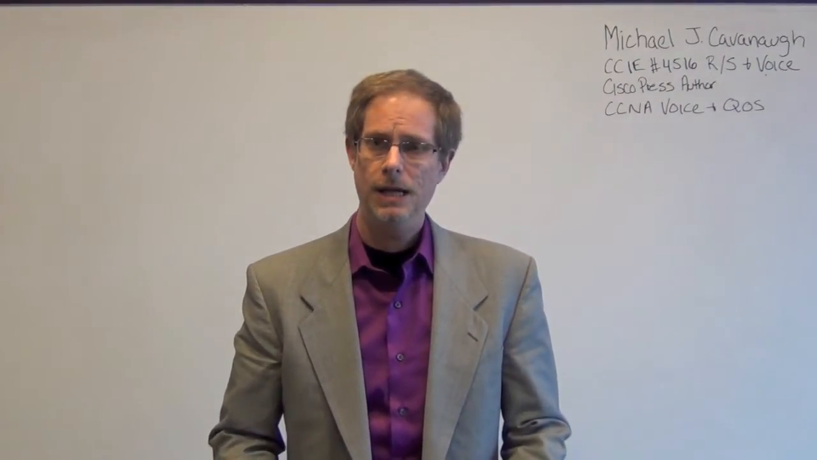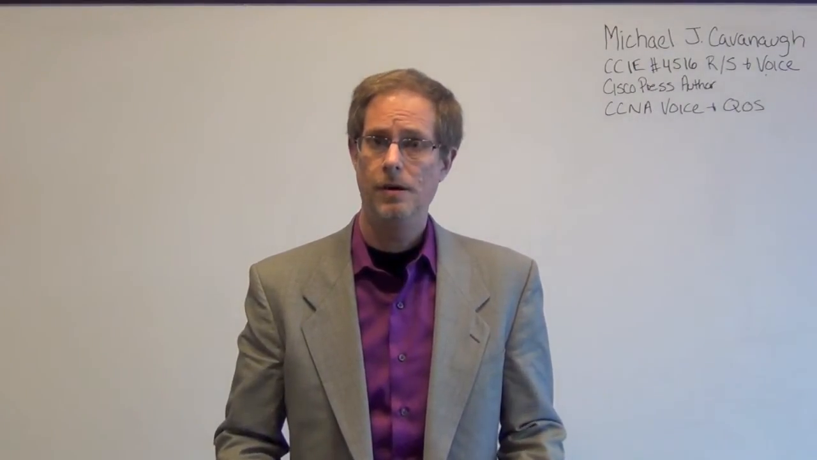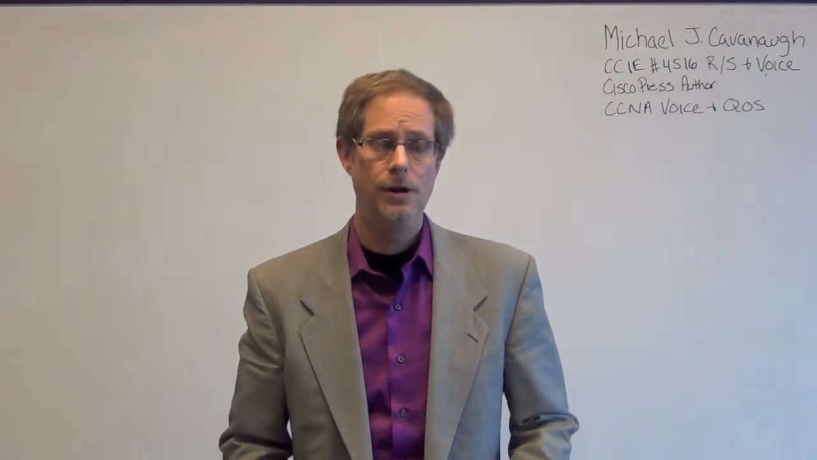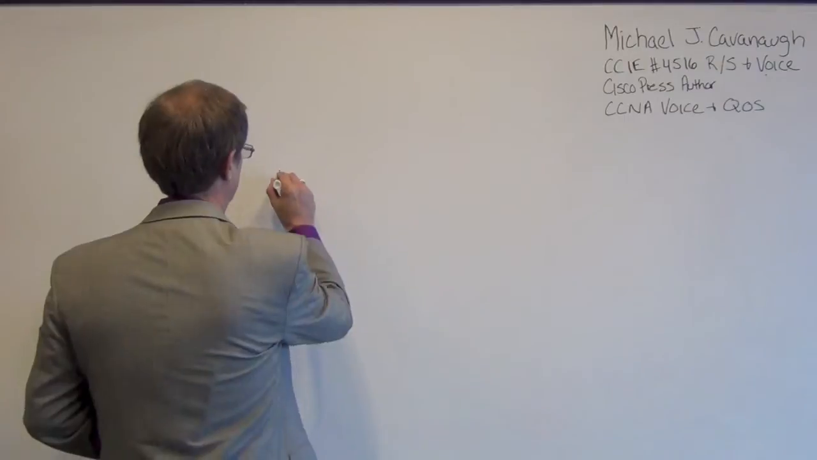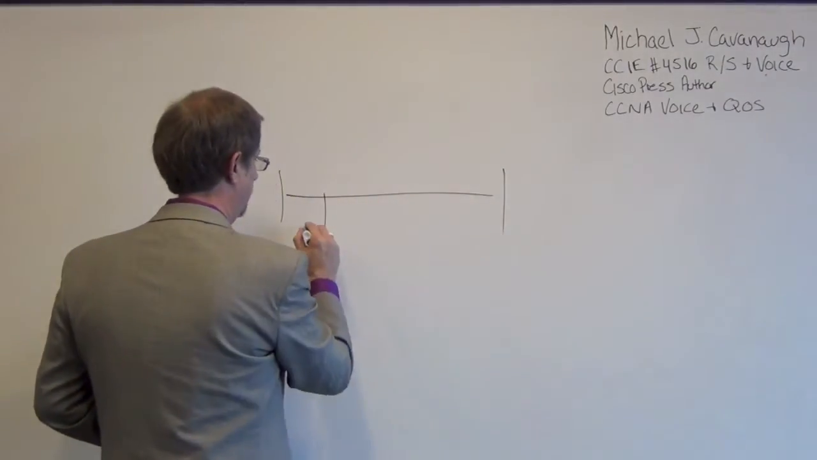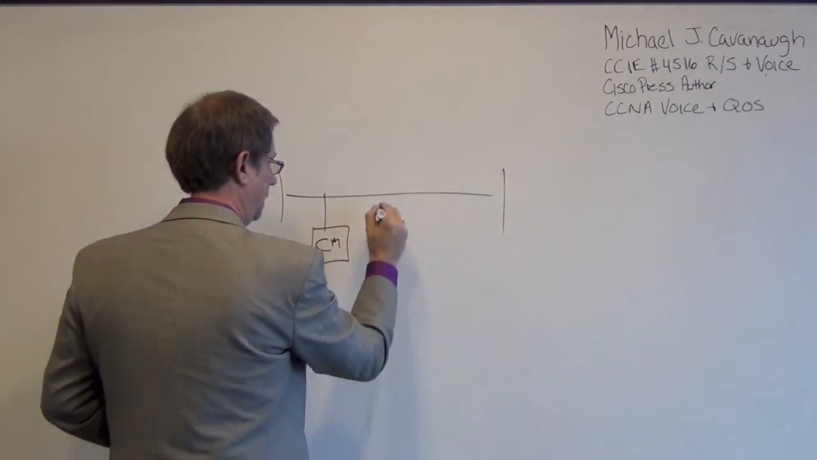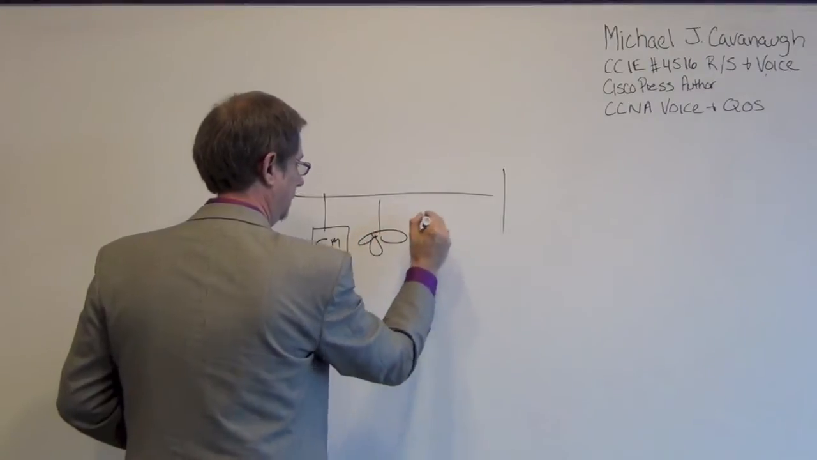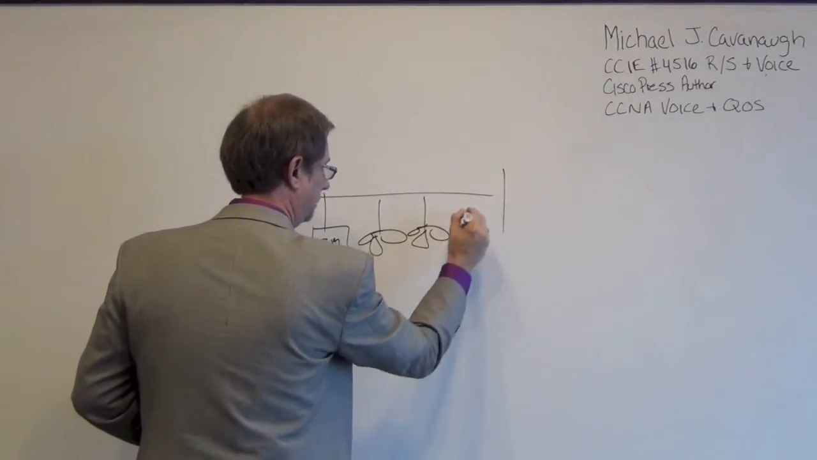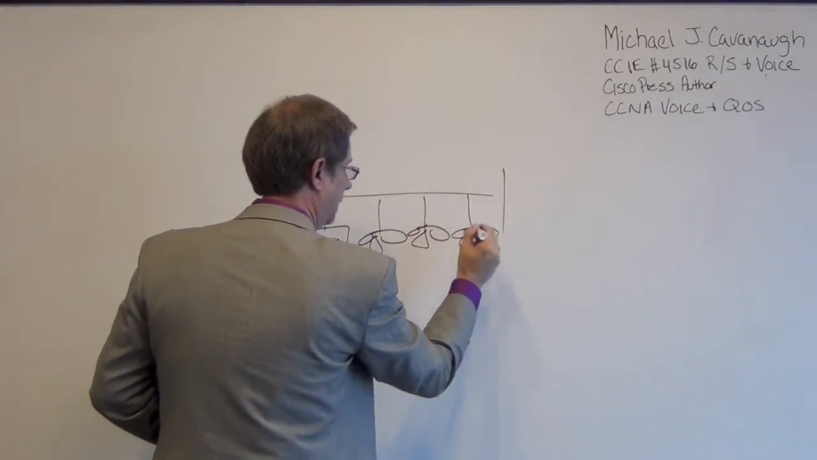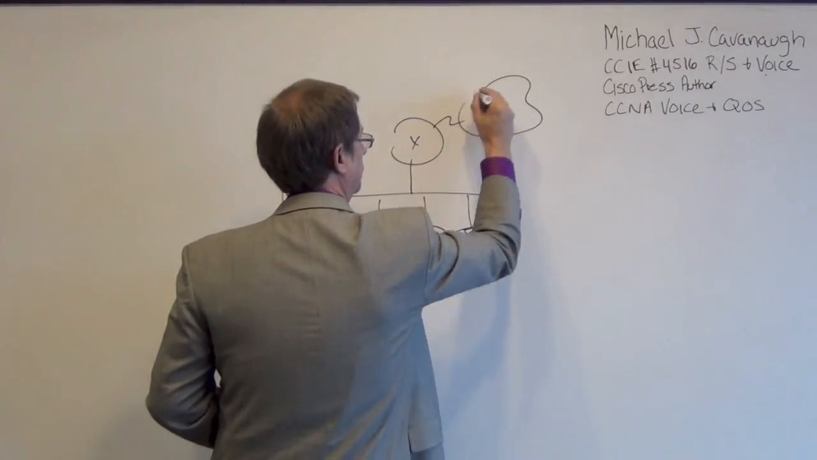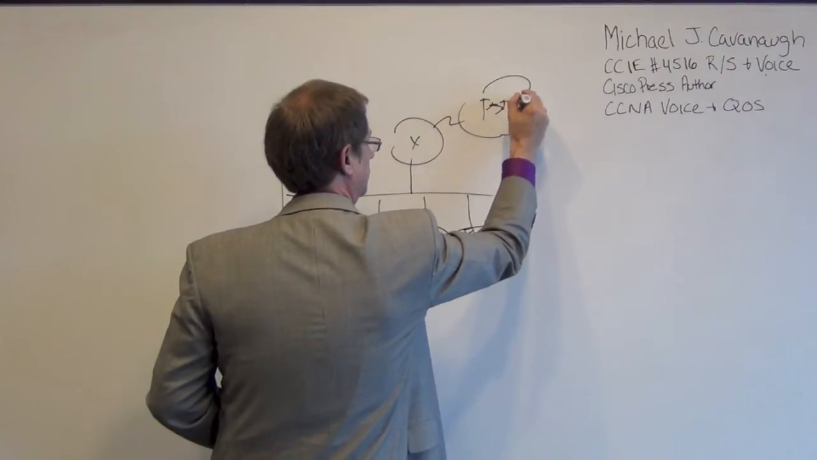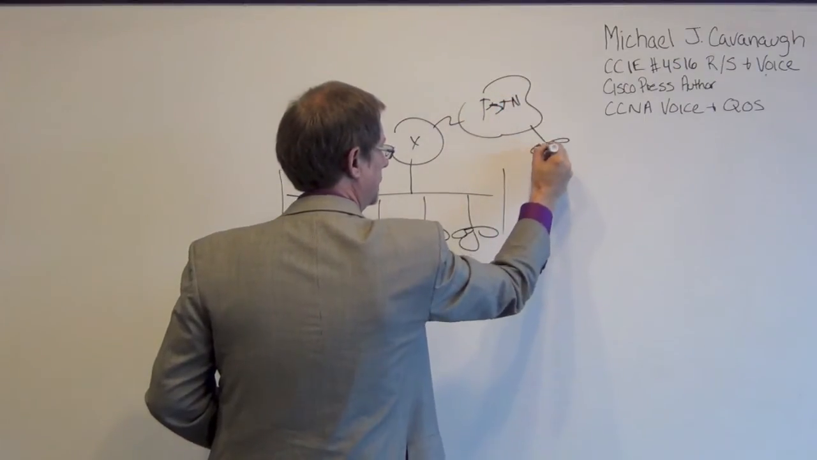To understand that, we kind of have to look at hunt groups within Call Manager that exist pre-native call queuing. So let's draw that out. Let's assume that I've got a LAN. On my LAN I've got a Call Manager server, and I've got 3 phones. And then I've got some kind of connection to the PSTN, and I have a phone out here in the PSTN.